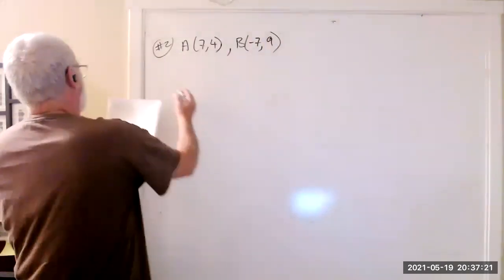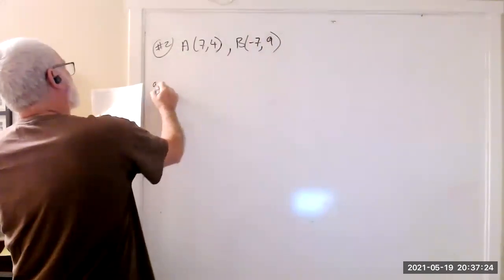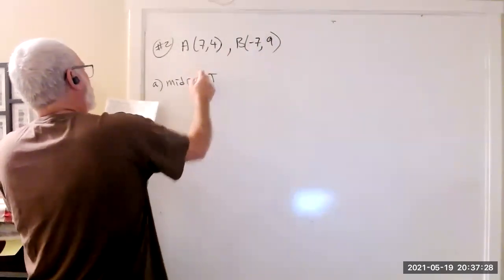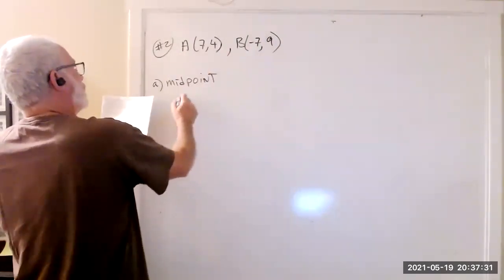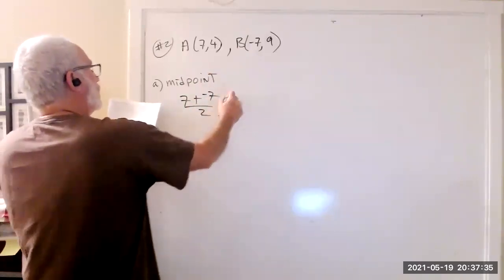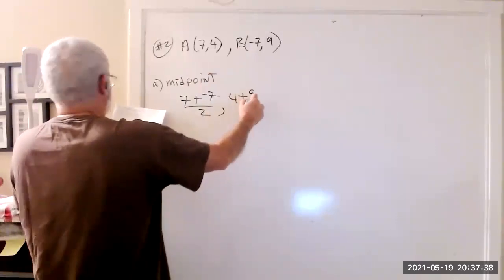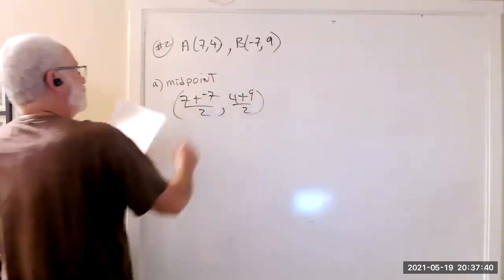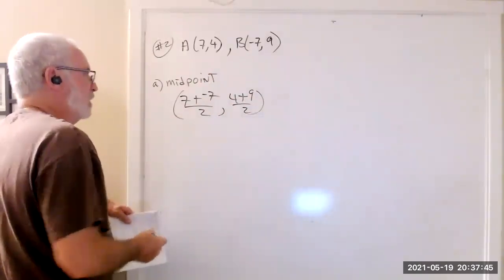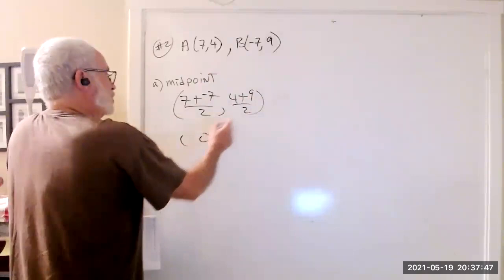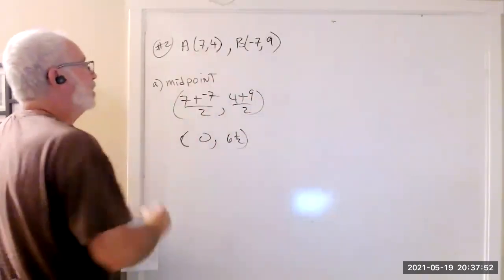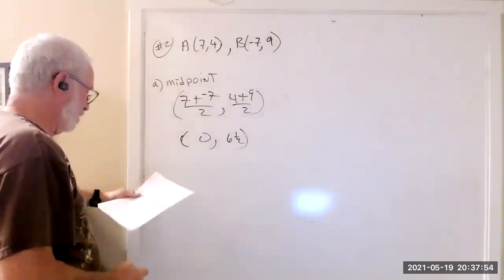Okay, so real quick, midpoint. It is the average, so it's (7 plus -7)/2, comma, (4 plus 9)/2. So the midpoint is simply the average. That's it. Whatever that works out to be, I think this is 0 and this is 6.5. So that would be the midpoint of that segment.